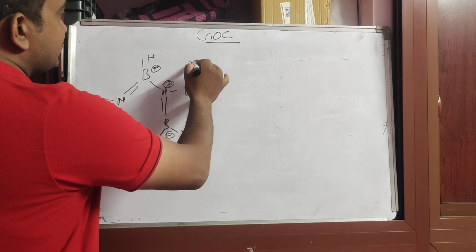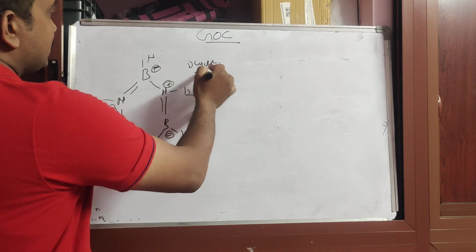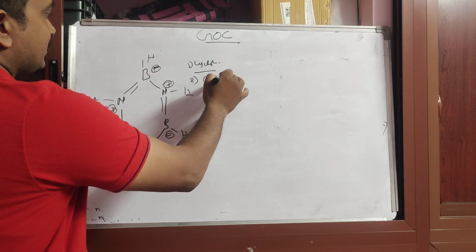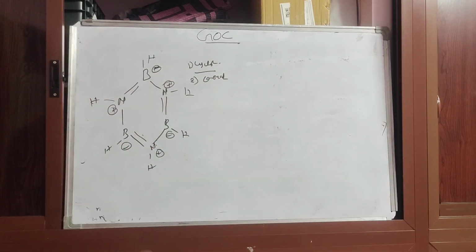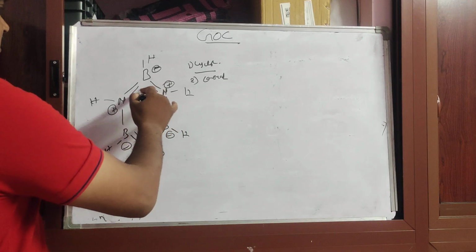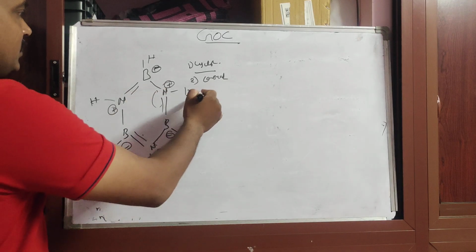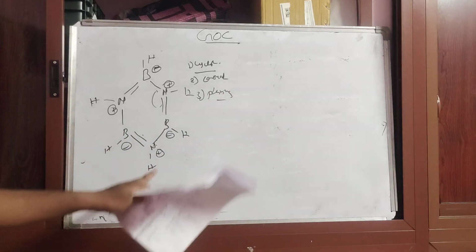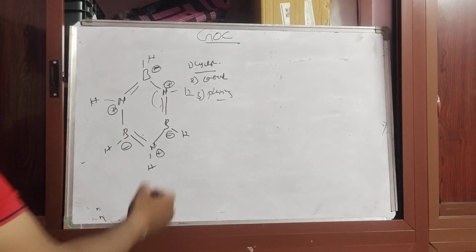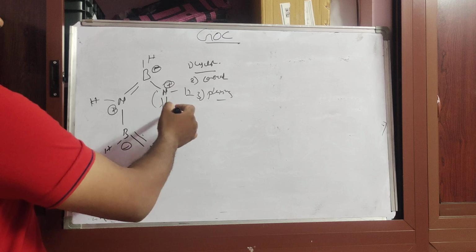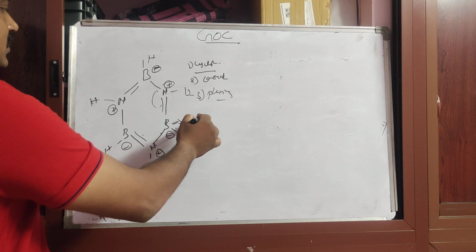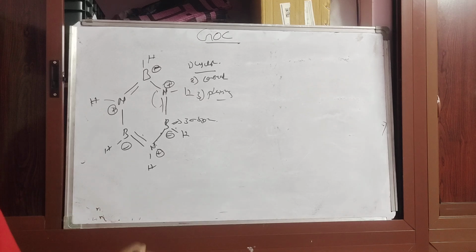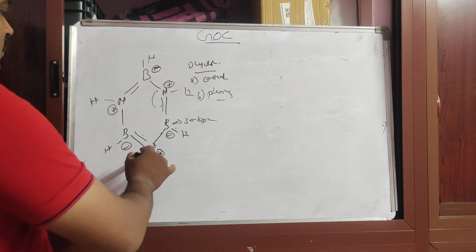If you see, first condition is cyclic. Yes, it is cyclic. Second condition is conjugation. Yes, all are in conjugation. Third one is planar. Yes, it is planar, because what is the boron? It has 1, 2, 3 sigma bonds. Yes, it is planar. This is a coordinate bond. This nitrogen, yes, 1, 2, 3.